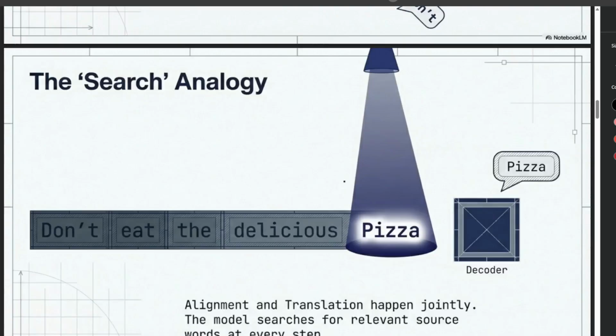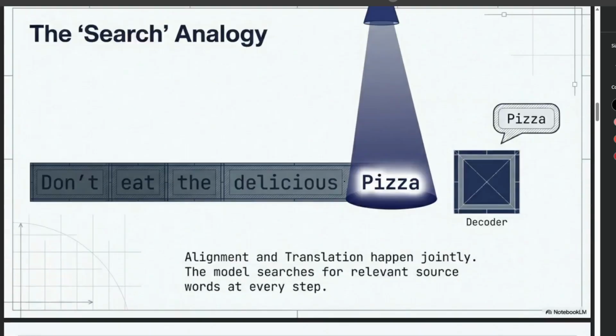So you don't memorize the whole book and then write the translation from memory. You read the sentence as you write the translation. You look back for the specific source words that correspond to what you're currently writing. Attention allows the neural network to perform this soft search for relevant parts of the source sentence.